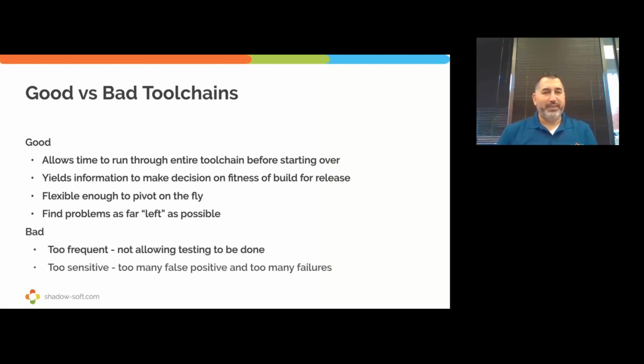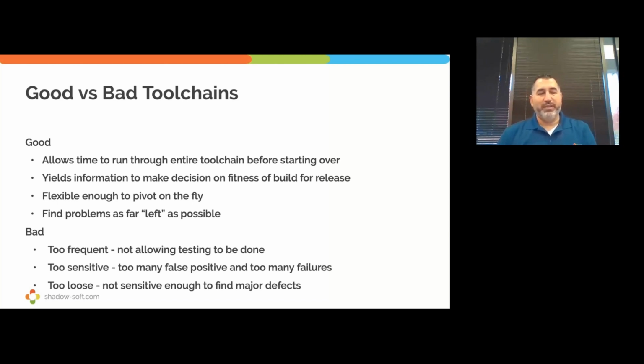And there are some bad things too, like the ones I mentioned earlier. If the tool chain is too frequent and does not allow me to get through an entire suite of my testing, or the entire pipeline from start to finish, it's not going to let me do the testing I need to prove that I can put this code out in production. So if things are too frequent, that's one example of a bad tool chain.